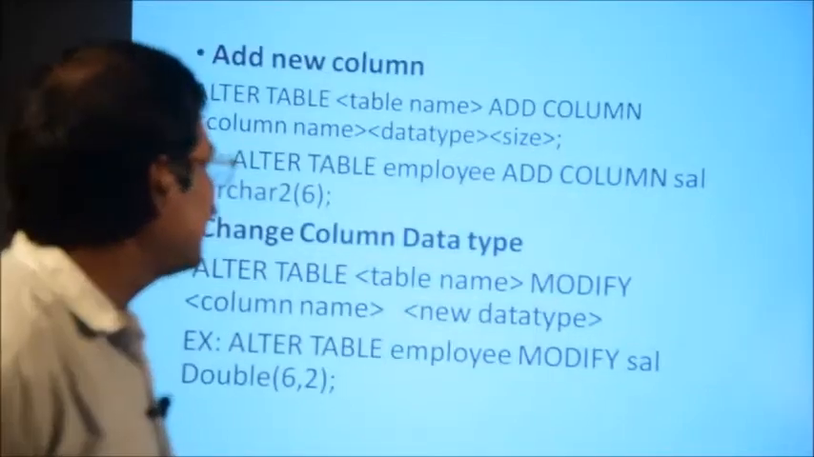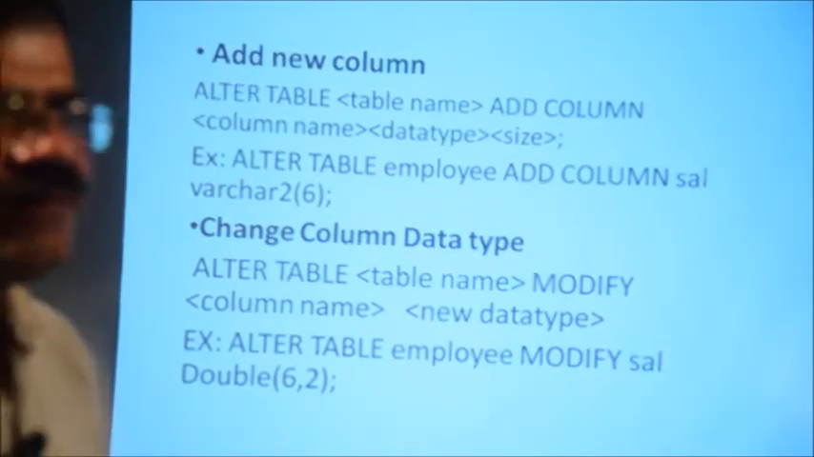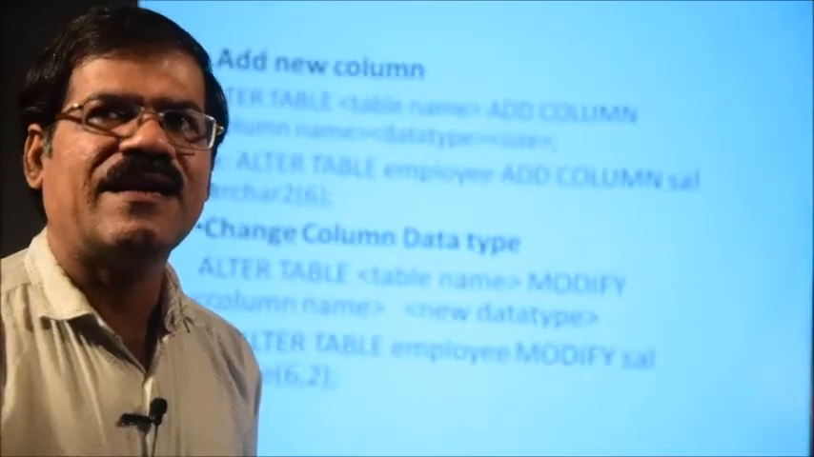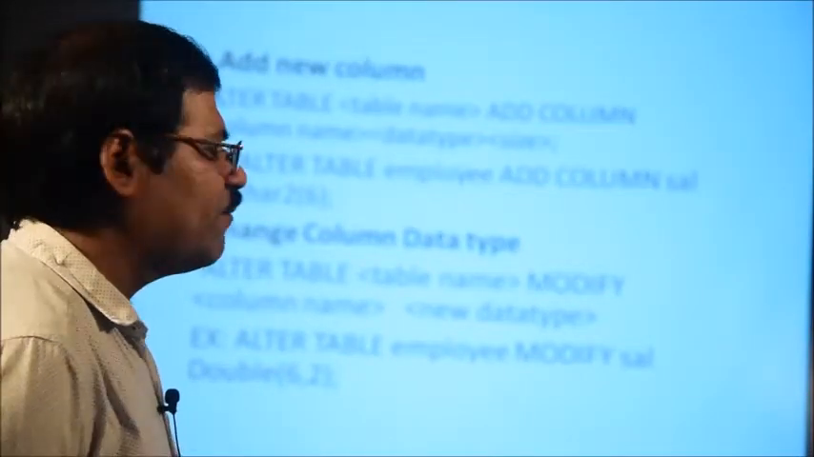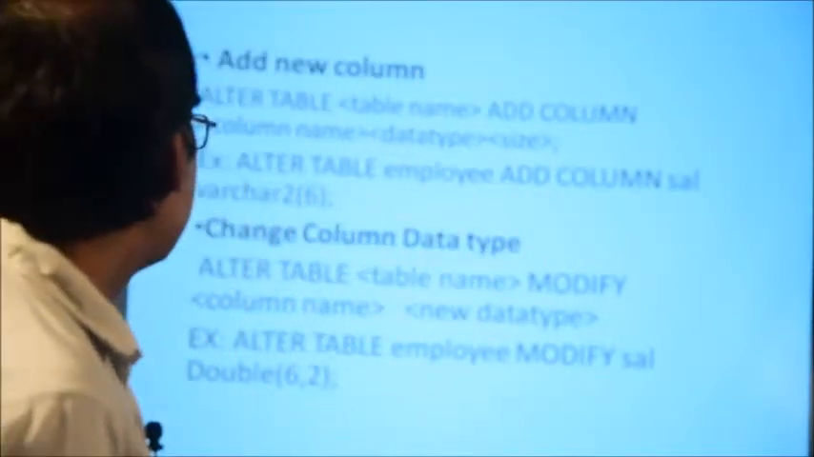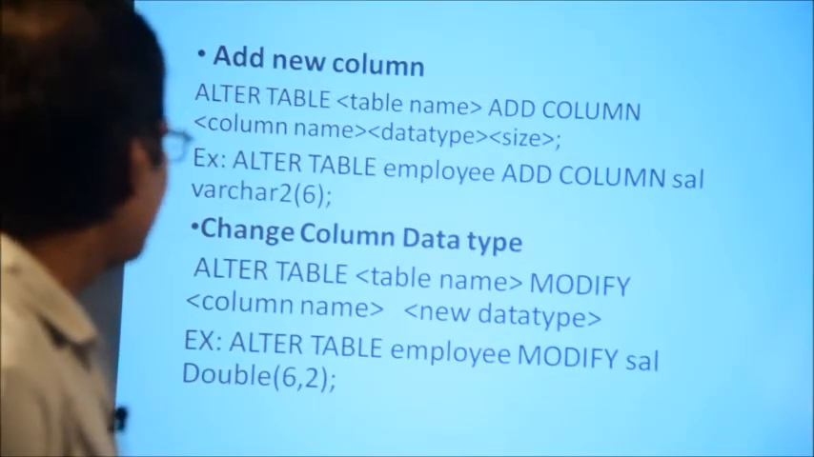So alter table employee, add column. What column do I want to add? The column name is salary. I want to add the salary field to an existing table. So what is the data type? Varchar means variable character type. Sorry, that is wrong, not varchar. A salary is which type?